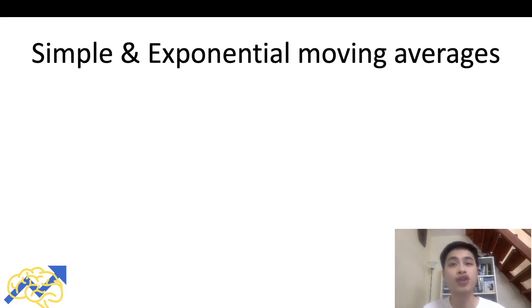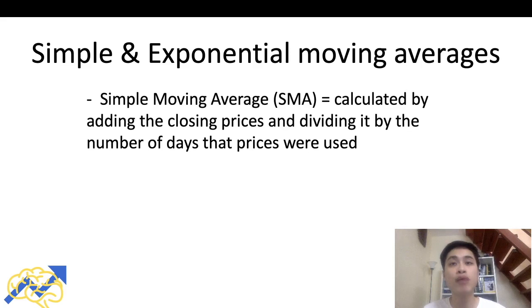On top of short and long-term moving averages, there are also simple and exponential moving averages. A simple moving average is taking the recent closing prices and then simply dividing that by the number of days that prices were used.